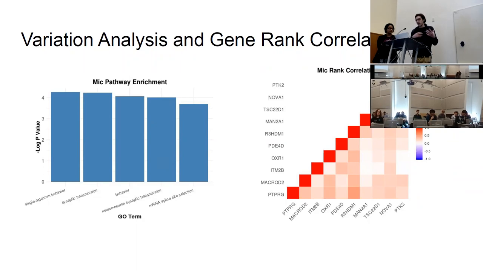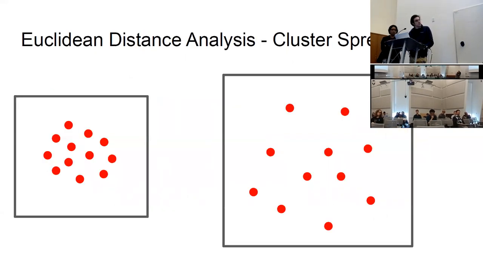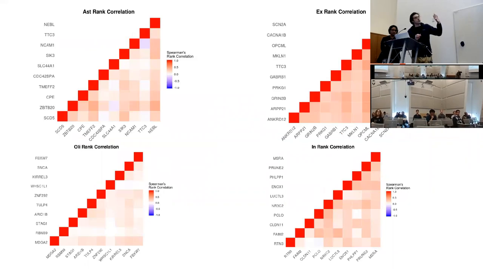And then on the right, we have the rank correlation. So this is just looking across in one patient. If we see that gene A is high, is gene B also high with it? Or is there inverse correlation, or is there just not? So you see kind of a heat map of that again for microglia. So we did this also for astrocytes, oligodendrites, excitatory neurons, and inhibitory neurons. And essentially what you see is kind of a higher level of rank correlation between our highly variable genes and excitatory neurons and inhibitory neurons, and kind of less so for astrocytes, oligodendrites, and microglia.